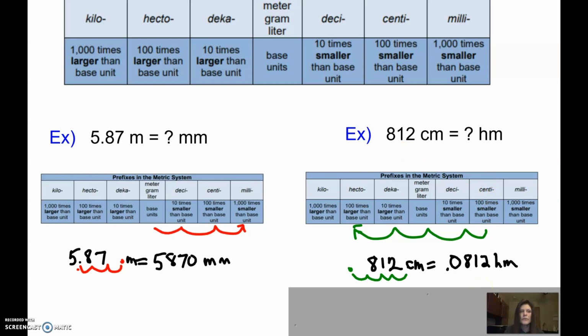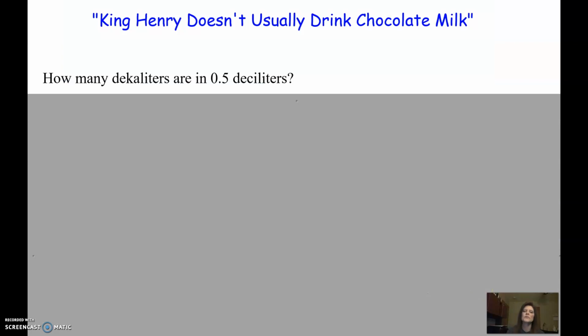Here's a few more. All right, so this time I'm not going to use that chart because you probably won't reproduce that when you're doing your work, but you can remember the saying, King Henry doesn't usually drink chocolate milk, and that can help you answer these questions. So how many decaliters? Now you have to remember which D is the deca and which one's the deci. Deca is the dozen, deci is the drink. So deca comes before deci. I don't know really any other way to help you remember that except just some practice.